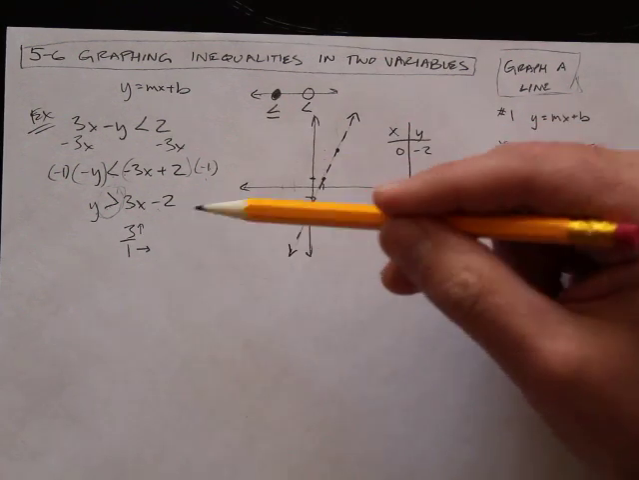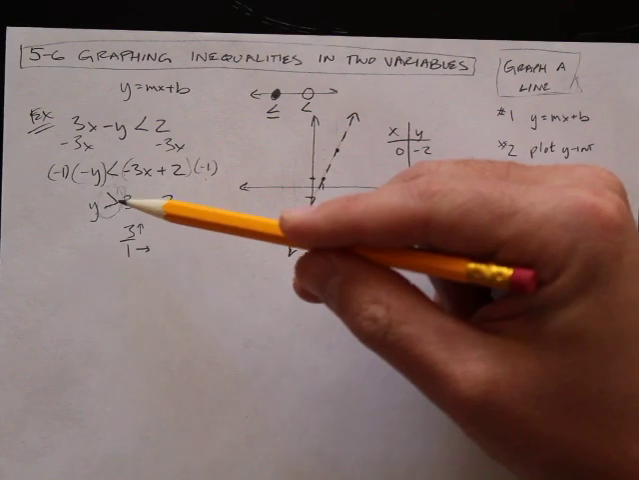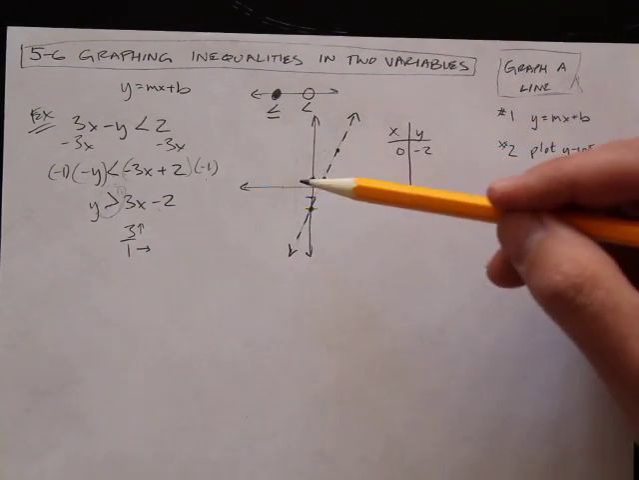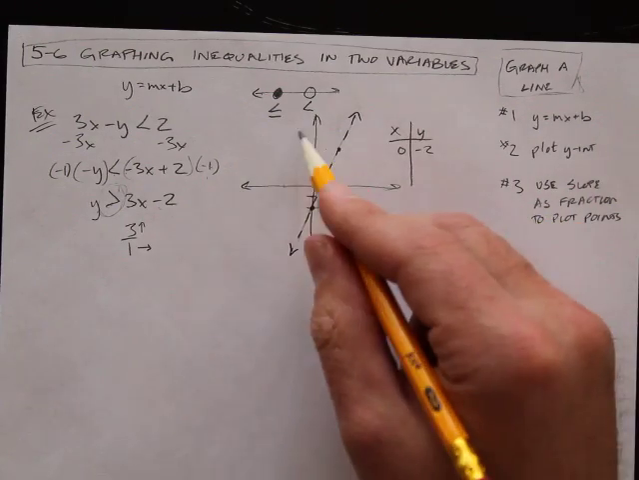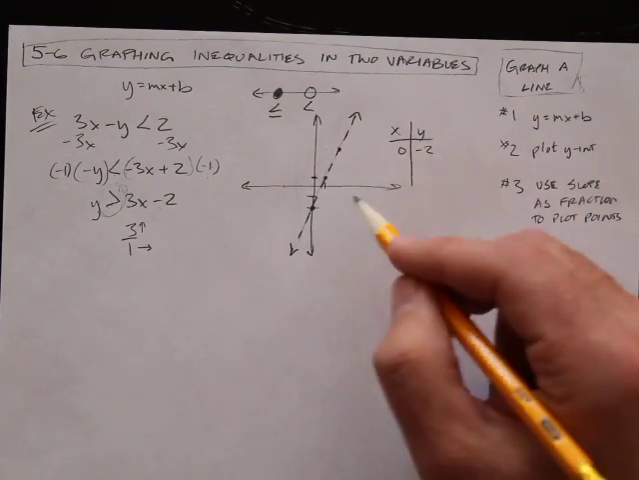Now sometimes that can be a little bit confusing. So here's another way to figure out which side to shade. I'm just going to choose a point. Anywhere that's not on this line, I'm going to choose a point.